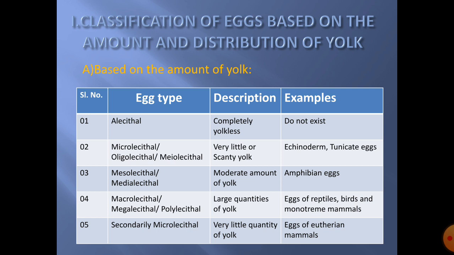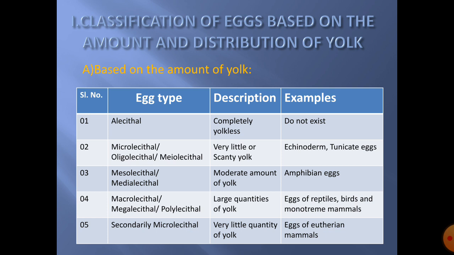Third category is mesolecithal or mediolecithal egg. Meso means moderate, where the yolk is present in moderate amounts and all the amphibian eggs like frogs, etc. belong to this category. Then the fourth type is macrolecithal or megalecithal or polylecithal eggs. Macro means large. These eggs are characterized by large quantities of yolk. Eggs of reptiles, birds and monotreme mammals belong to this category.